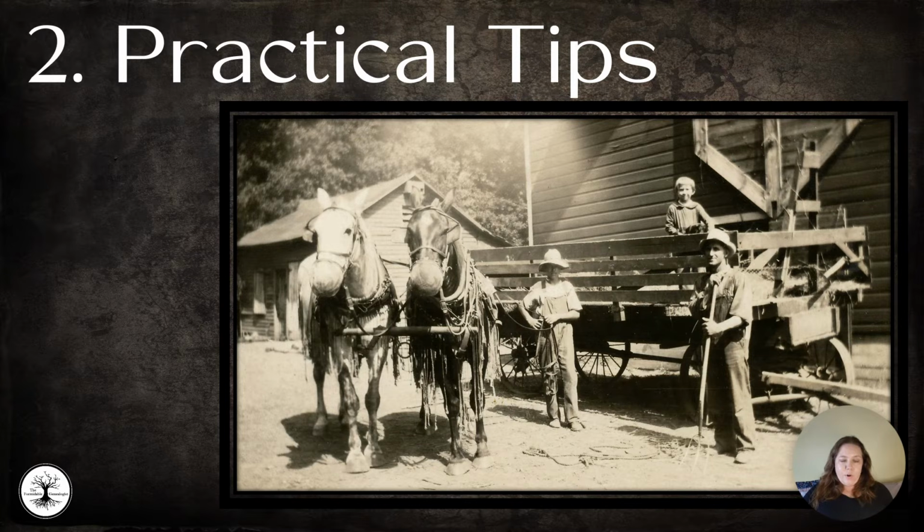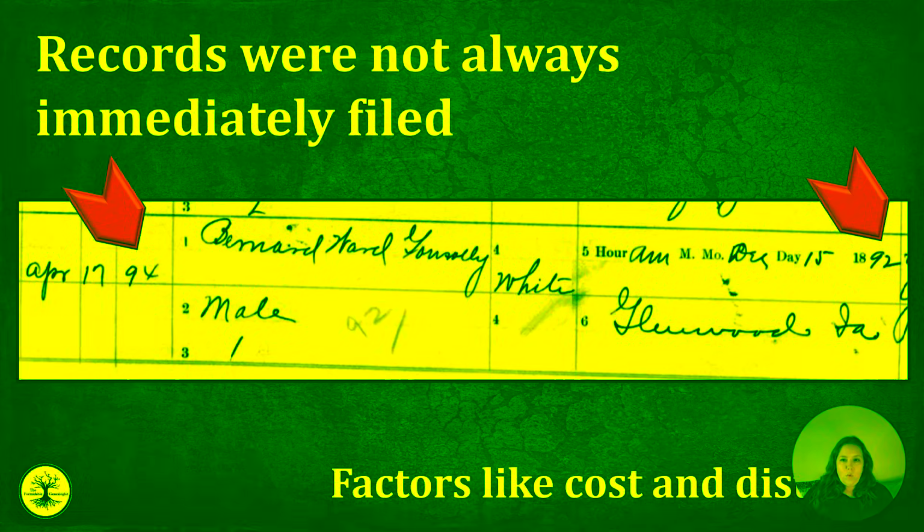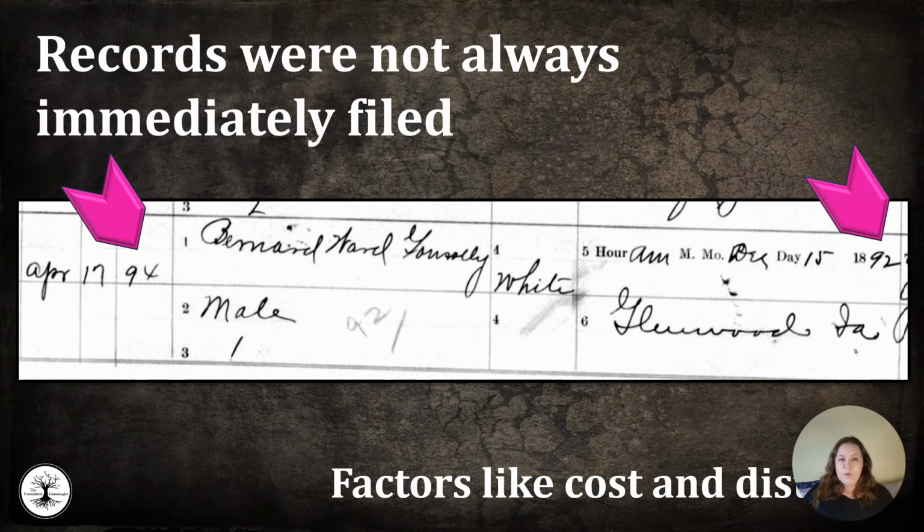In the next section, we're going to go through some practical tips for research. One is being open to different dates than when an event actually occurred, because records were not always immediately filed. It did cost money to file probate or land records at the county, and maybe the courthouse was not very accessible. So don't ignore any record that seems too late to be correct.